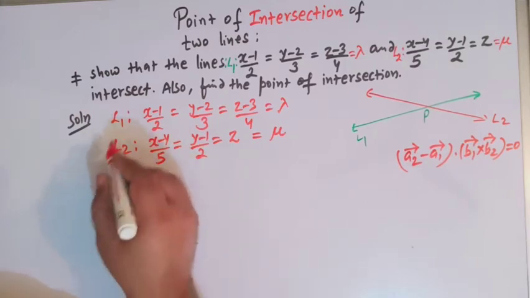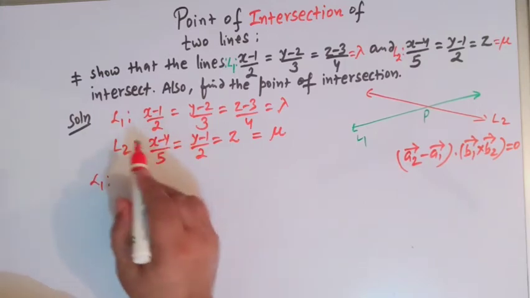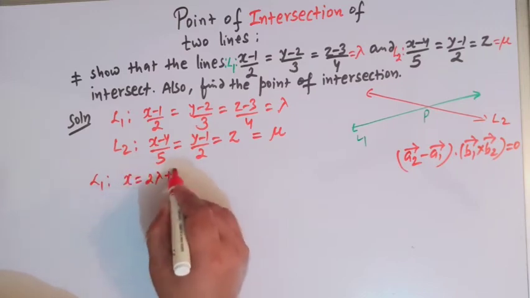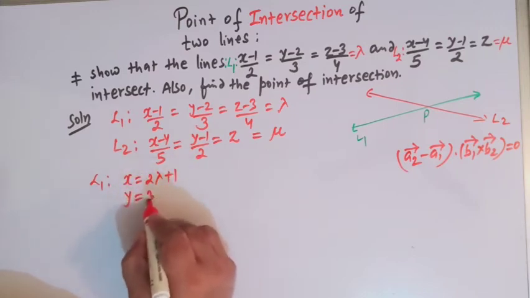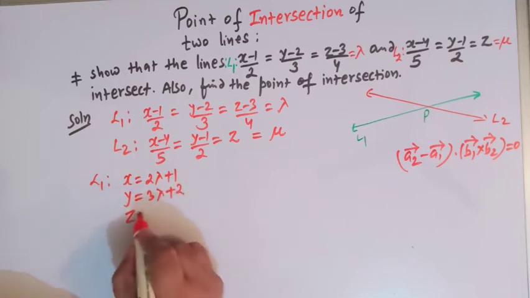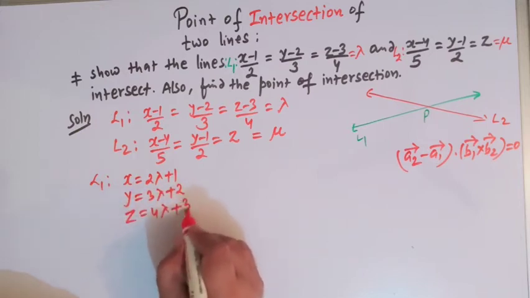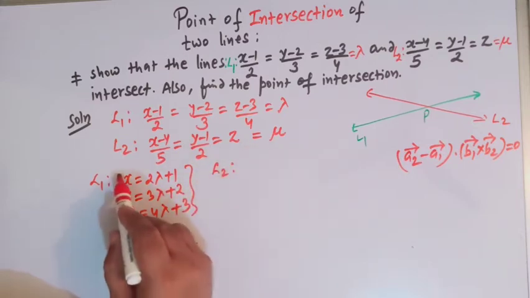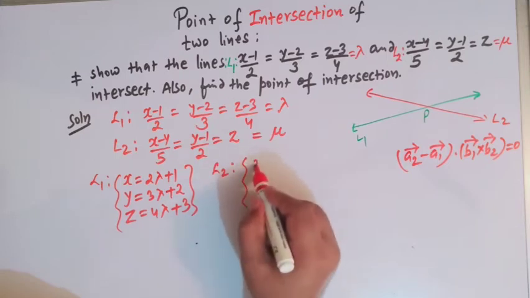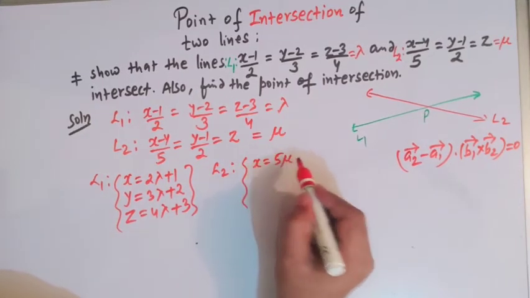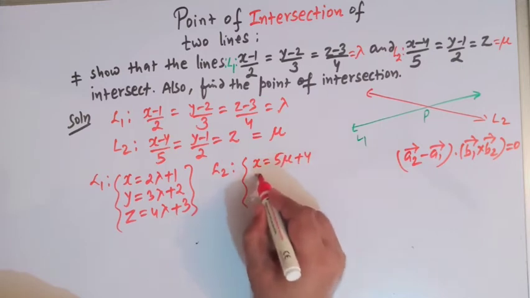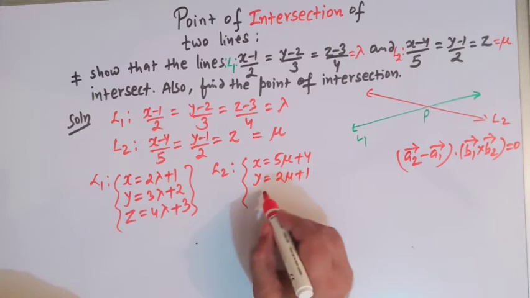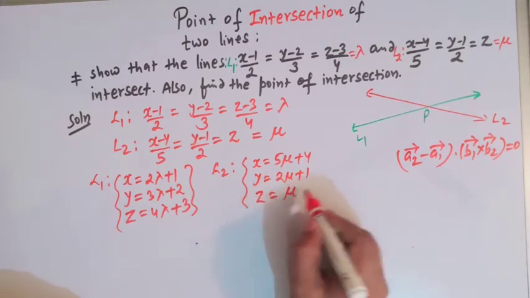So from L1, the coordinates of the general point are x is equal to 2 lambda plus 1, y is 3 lambda plus 2, and z is 4 lambda plus 3. And in L2, the coordinates of the general point are 5 mu plus 4, and here y is 2 mu plus 1, and z is equal to mu, right?